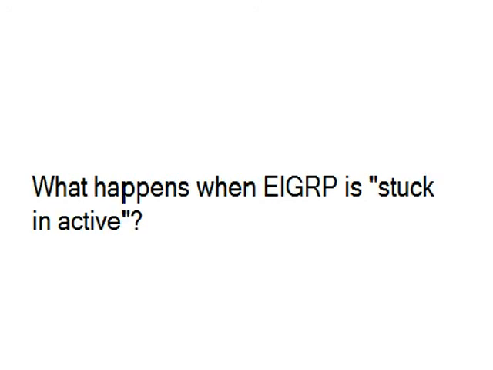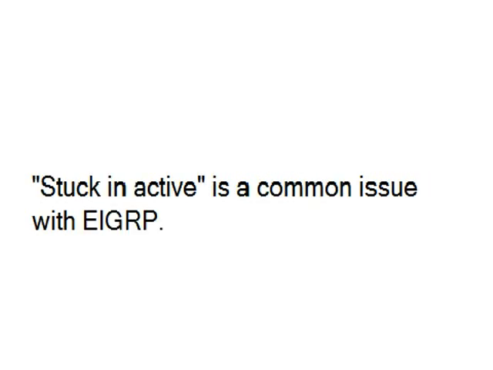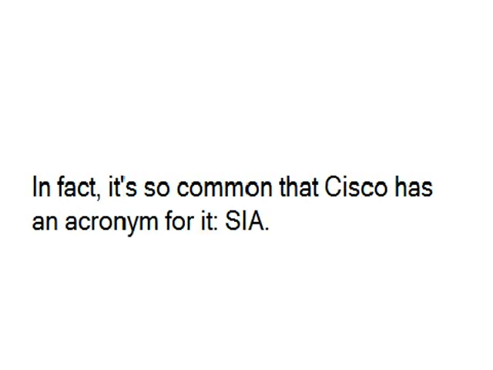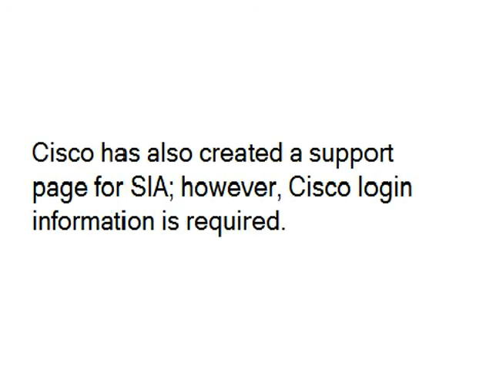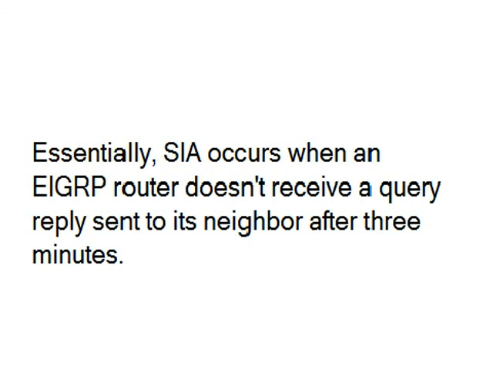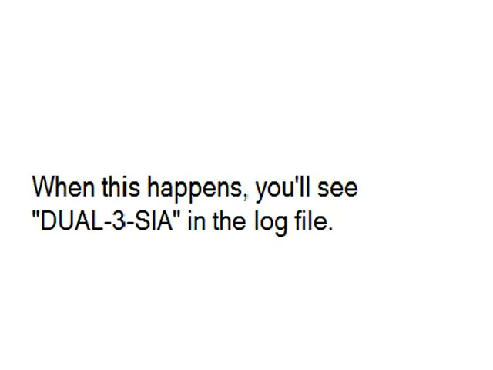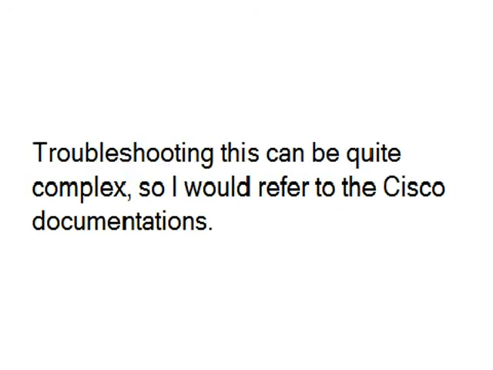What happens when EIGRP is stuck in active? Stuck in active is a common issue with EIGRP. In fact, it's so common that Cisco has an acronym for it, SIA. Cisco has also created a support page for SIA. However, Cisco login information is required. Essentially, SIA occurs when an EIGRP router doesn't receive a reply to a query sent to its neighbor after 3 minutes. When this happens, you'll see DUAL-3-SIA in the log file. Troubleshooting this can be quite complex, so I would refer to the Cisco documentation.